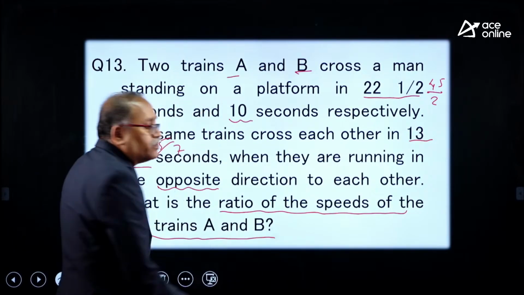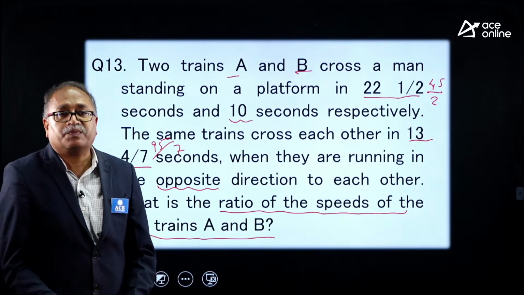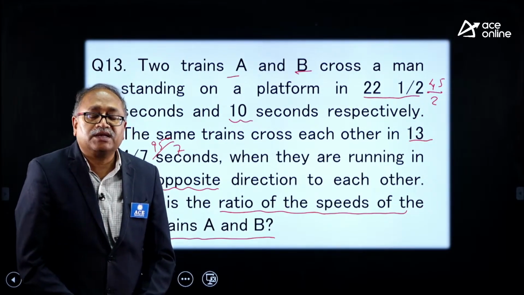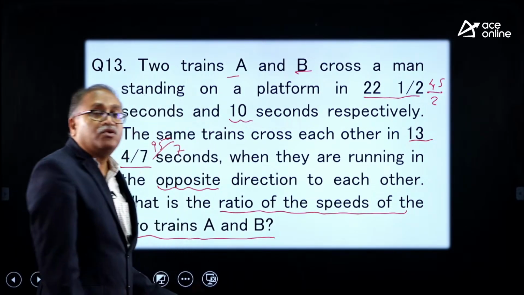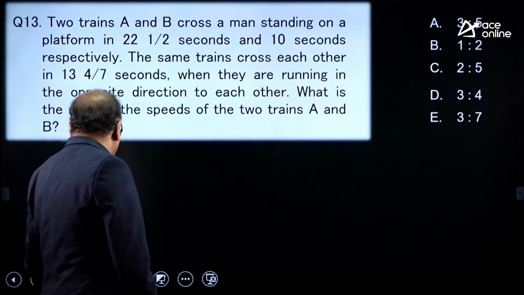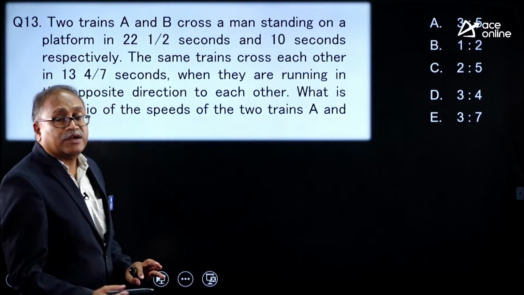It is not asked what the speed is. I can't get the speed, but what I can get is the ratio of the speed. Come on, my dear friends, I will give you the clue how to answer this question, and then I will pause and give the time.